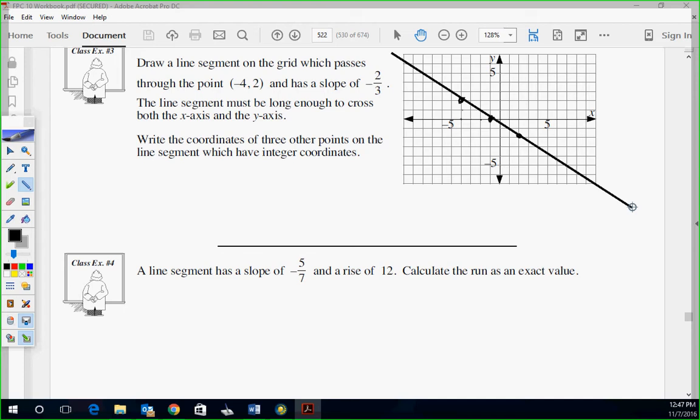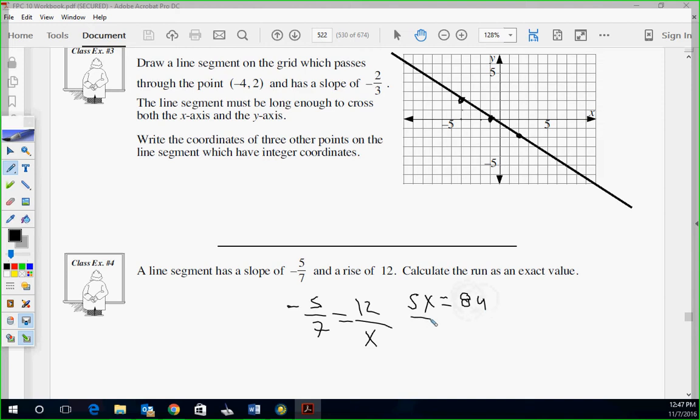A line segment has a slope of -5/7 and a rise of 12. Calculate the run as an exact value. So what are they making you do here? You're kind of right, but if it's -5/7 with a rise of 12, they're making us do equivalent fractions. So you have to cross multiply. We don't need to worry about the negative right now. It's going to be 5x equals 84.